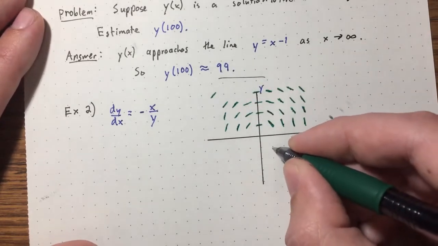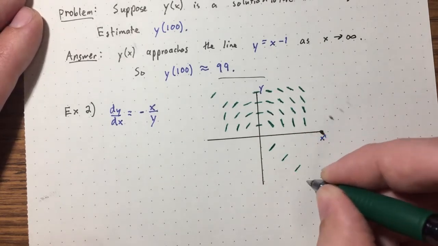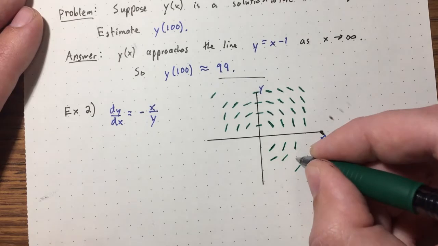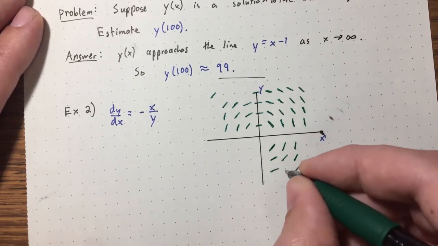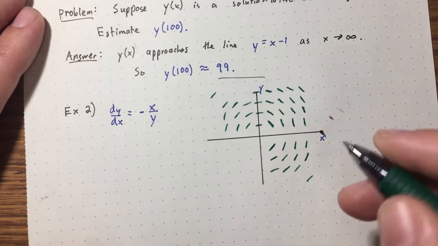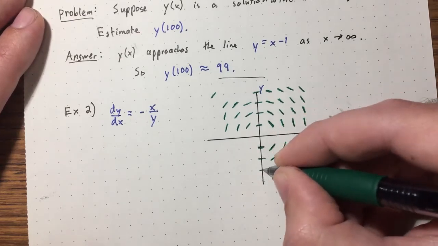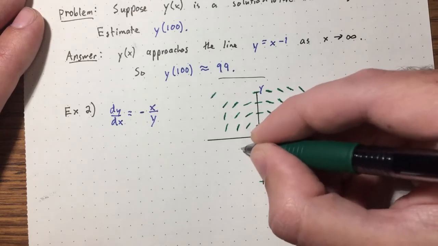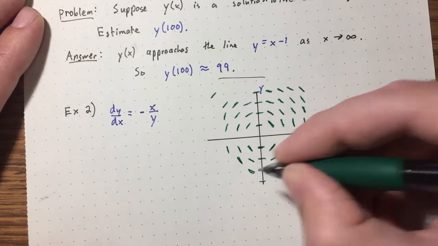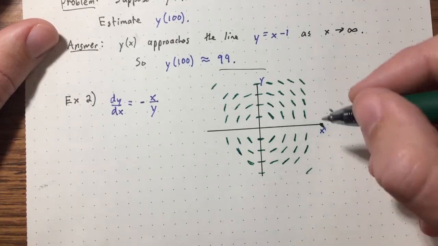Okay, let's do some down here. Here we have a slope of 1. You can kind of see that it's going around in a circle. And what's going on down here, by the way? These are also flat. Just putting in a bunch of them. Okay, I think we can stop now. We kind of get the idea.